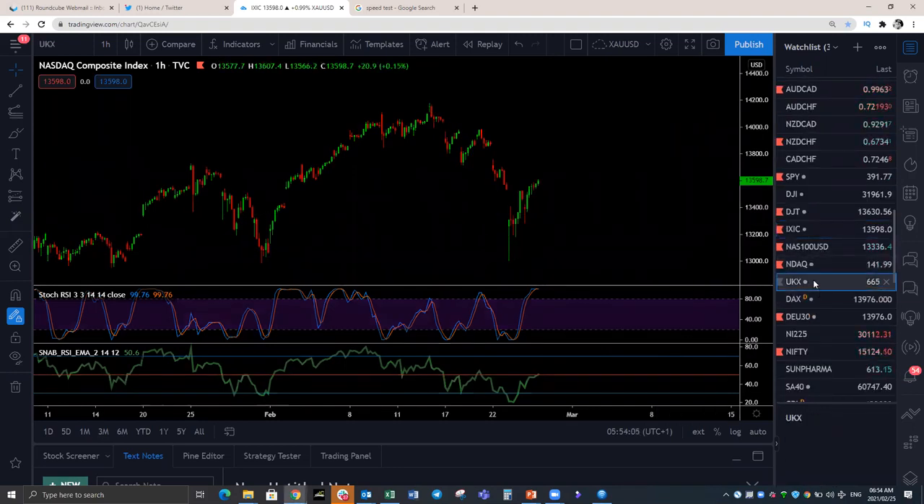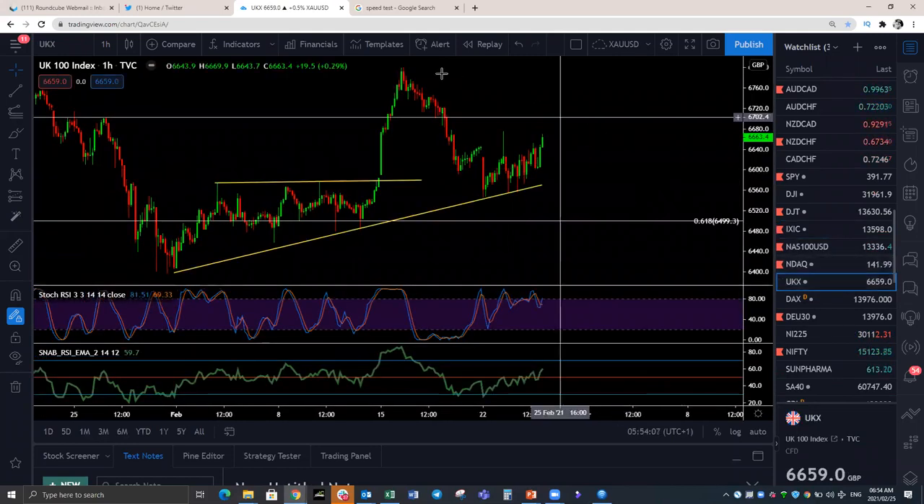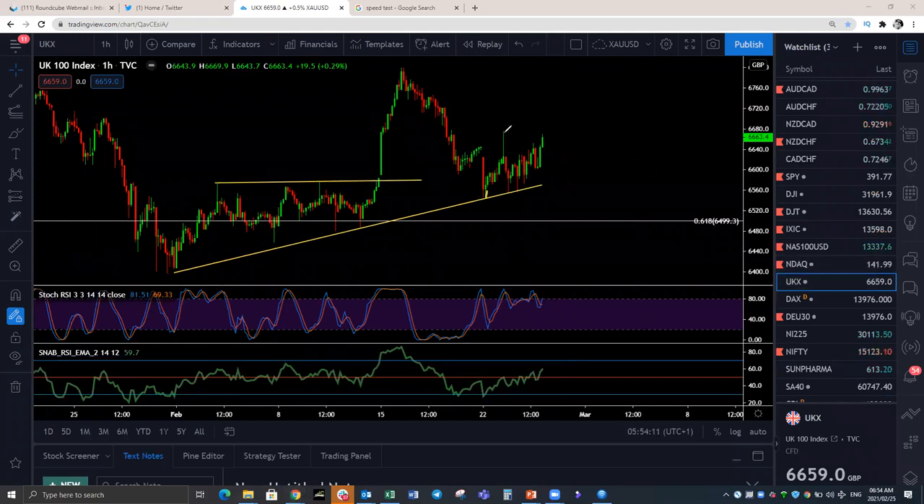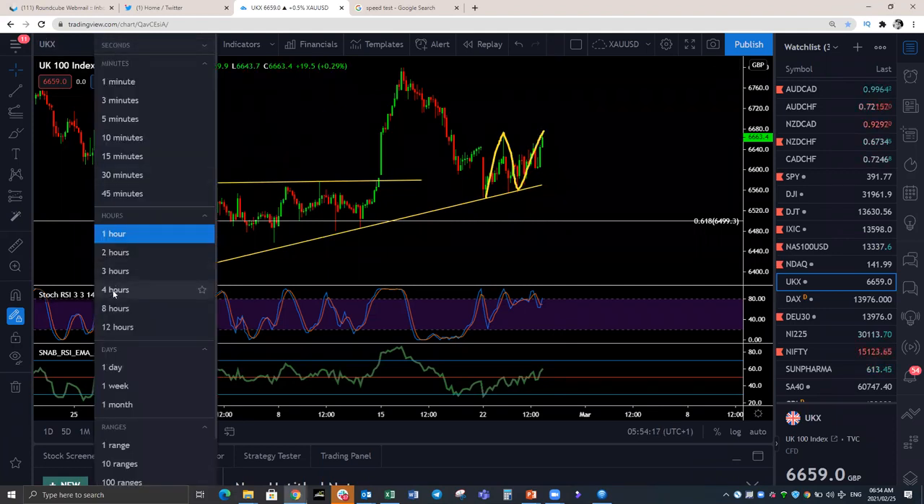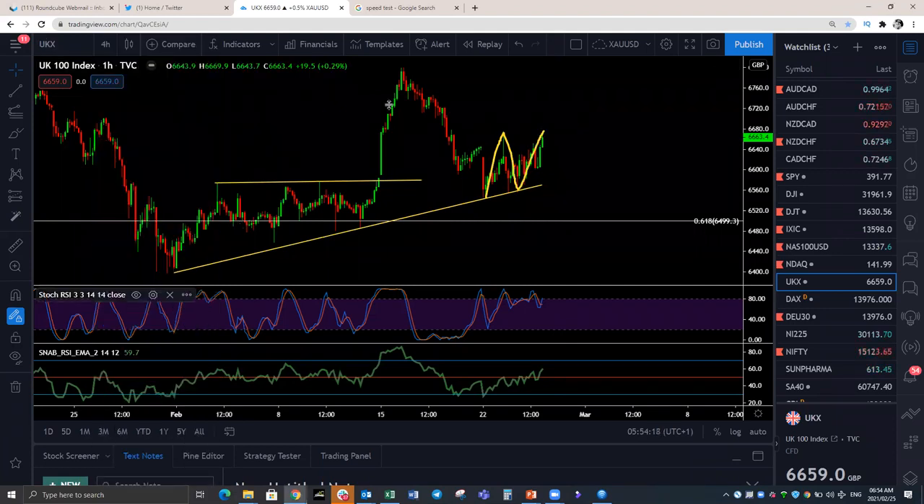UK 100. So the UK 100 is just going sideways here. Are we going to see this one give us this corrective structure and one more down? Doesn't look likely. We're not seeing confirmation for downside. Let's see what the 4 hour is showing us.